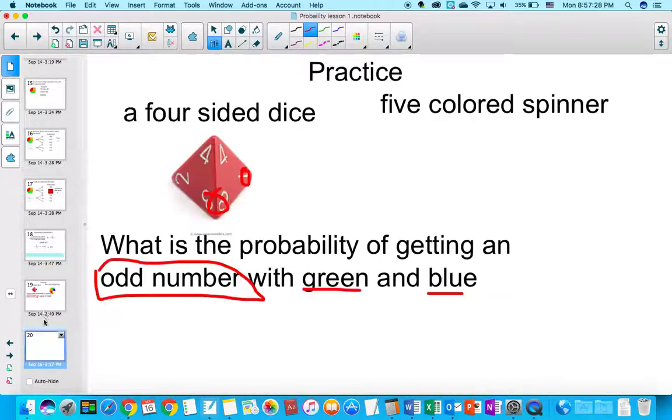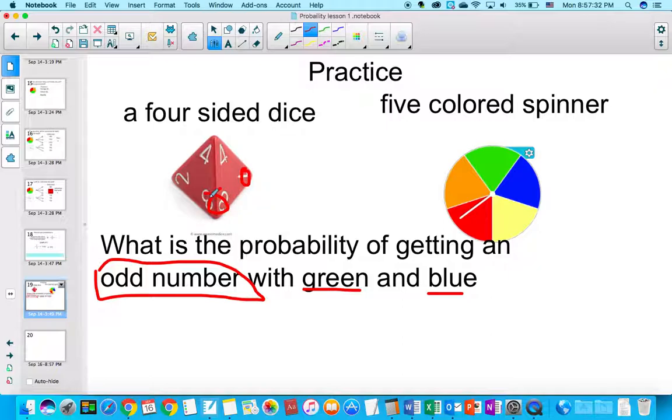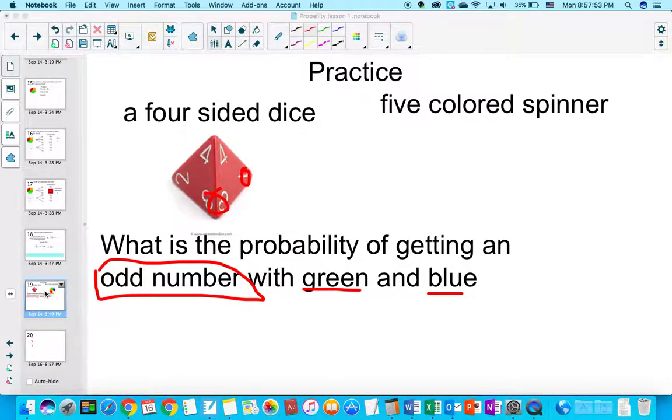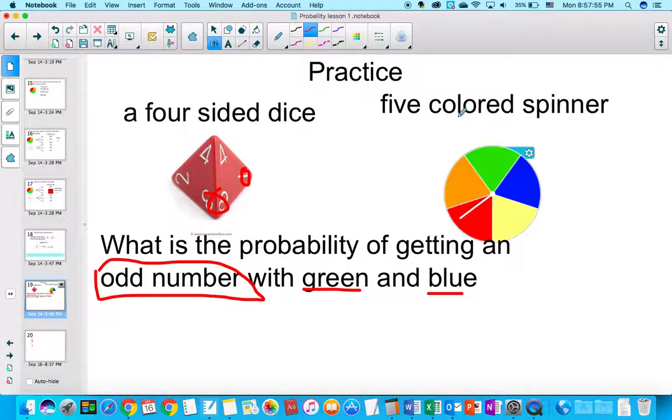Okay. So we have a die, right? We have an odd number. We're looking for an odd number with green and blue. Okay. So the number of outcomes for the die is 1, 2, 3, and 4, right? These are all the outcomes the 4-sided die can give us. And each one can be paired off with a color from the spinner.